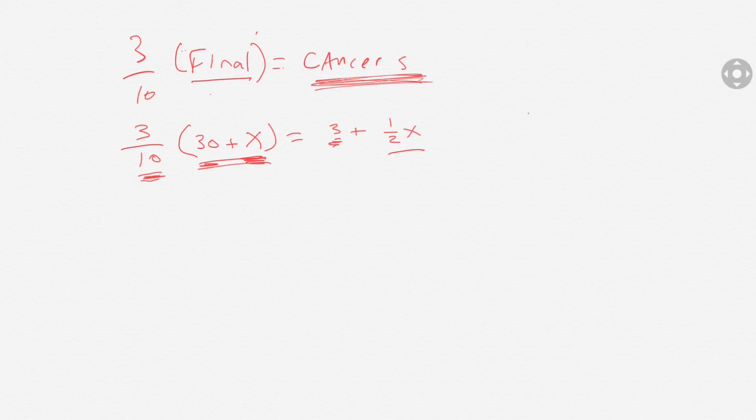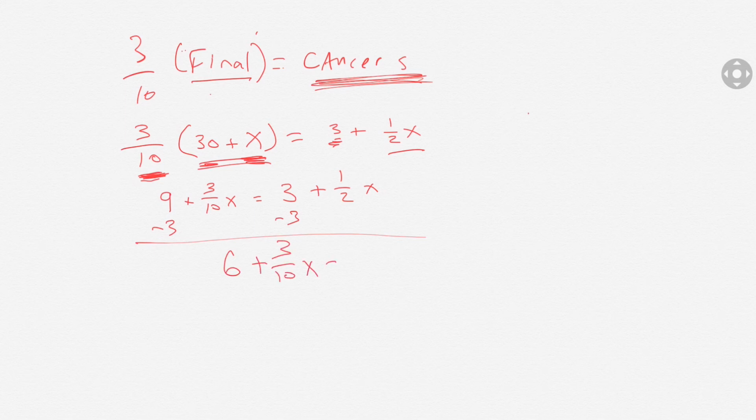Now, we just solve this question algebraically. 3/10, we have to distribute the 3/10. 3/10 times 30 is 9, and 3/10 times X is 3/10 X. And over on this side, we have 3 plus 1/2 X. Now, let's see, we subtract 3 from each side. So we get 6 plus 3/10 X equals, and instead of 1/2 X, let's just call it 5/10 X, so we have a common denominator.